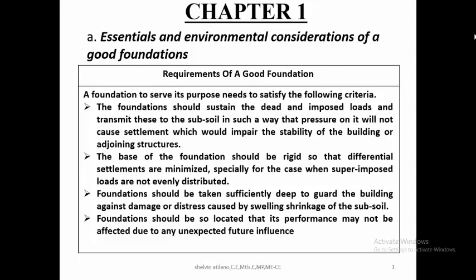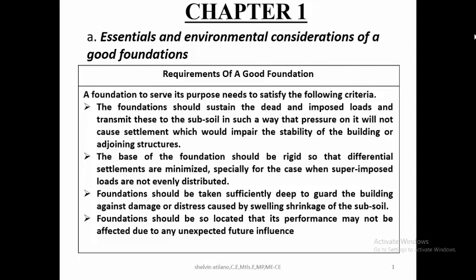Then the next one is the foundation should be taken sufficiently deep to guard the building against damage or distress caused by swelling and shrinkage of the subsoil. According to some textbook that I read, the depth of the foundation should be around one-third to one-fourth the height of the structure. Okay? The depth of the foundation is very critical, because it will add structural soundness to the structure if you have enough depth. Okay?